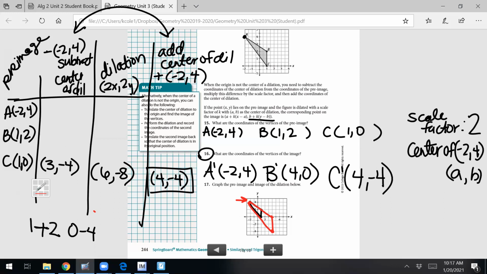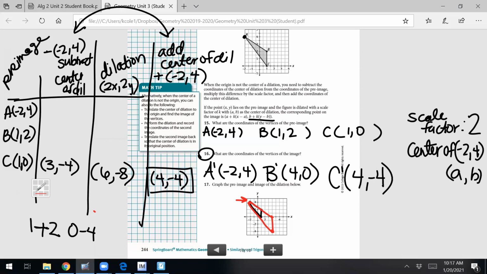When it's centered at the origin, you literally just multiply x by whatever the scale factor is, multiply y by whatever the scale factor is, just like this, okay? But you can only do that when it's centered at the origin. So that's why in this one you have to subtract it out, multiply, add it back in. All right, so let's look at number 18.